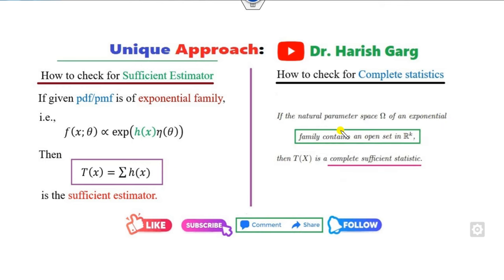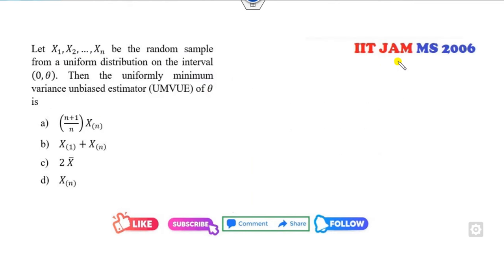So the shortcut trick is, if you can find an open interval, like if I say theta is greater than 0, so whenever the range is given to you, then it is a complete statistic. For example, here, what is the UMVUE? Uniformly minimum variance unbiased estimator.